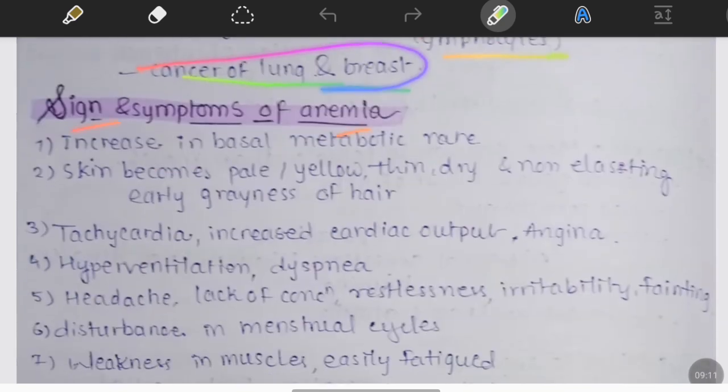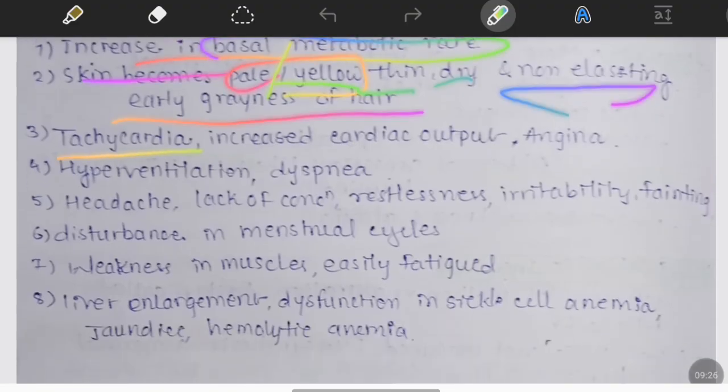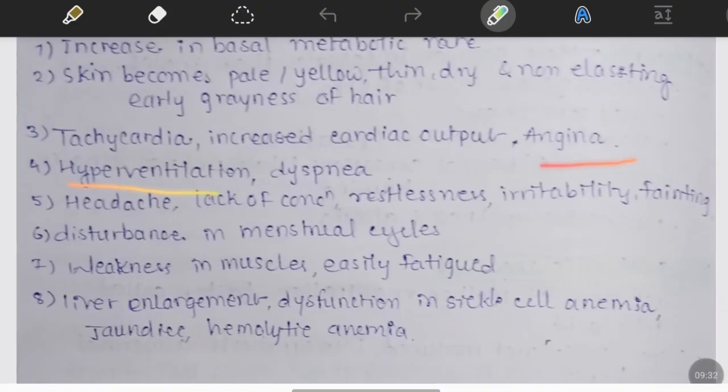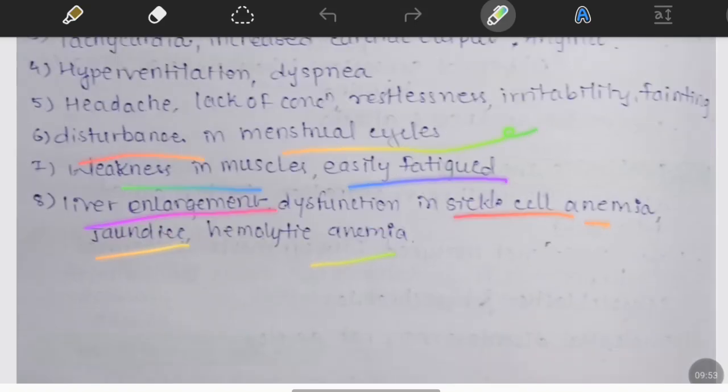Then the signs and symptoms of the anemia are the increase in basal metabolic rate. Skin becomes pale or yellow, thin, dry, and non-elastic, early grayness of the hairs. Tachycardia, increased cardiac output, and angina. Hyperventilation and dyspnea. Headache, lack of concentration, restlessness, irritability, and fainting. Disturbance in menstrual cycles, weakness in muscles, easy fatigue. Liver enlargement, dysfunctions in sickle cell anemia, jaundice, and hemolytic anemia.